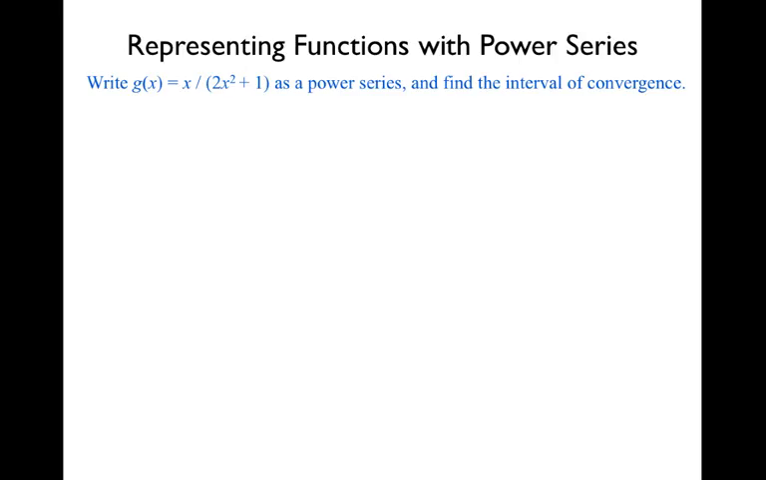Okay, so let's try this. x over 2x squared plus 1, and then we want to find the interval of convergence. With the simple version a over 1 minus r, we knew that r had to be between negative 1 and 1. But when it gets a little more complicated, then we may have a different interval or a different radius of convergence. So we want to find the power series and find the interval of convergence. Okay, so here we go.